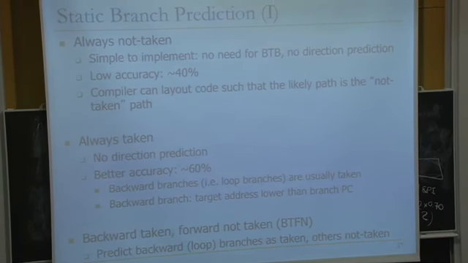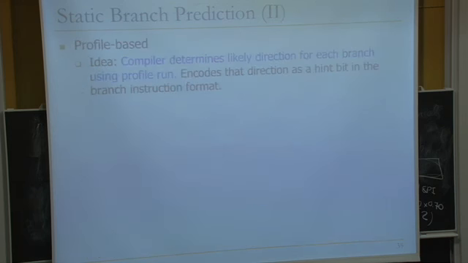Does that make sense? And you know whether the branch is backward or not by checking if the target address is lower than the branch program counter. Right? So this has better accuracy. But that's not the only way of doing things. There are more interesting approaches.